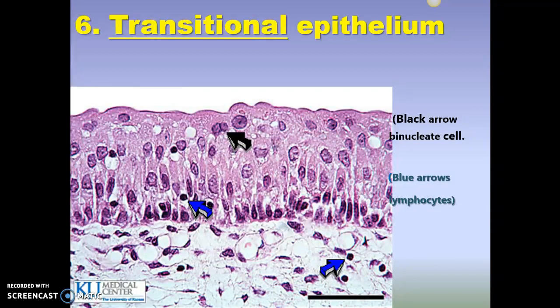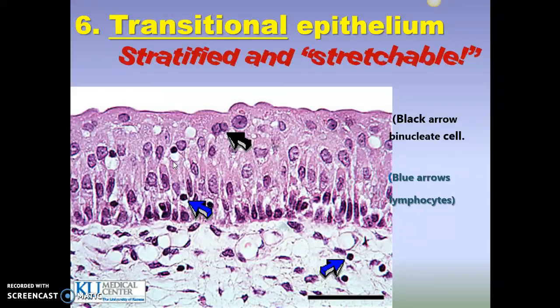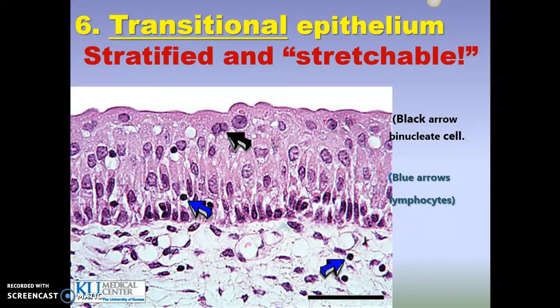So transitional epithelium. This is a good picture here. This is from the KU Med School. This is a free one. You can see this purple part up above is the transitional. It looks like gobbledygook. What happens is it's stratified and stretchable, and it will stretch. I'm trying to find a picture here with stretching.